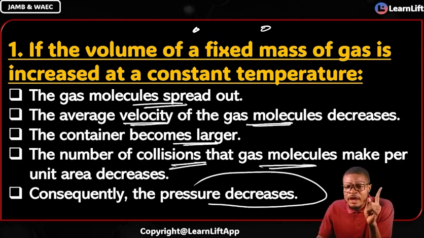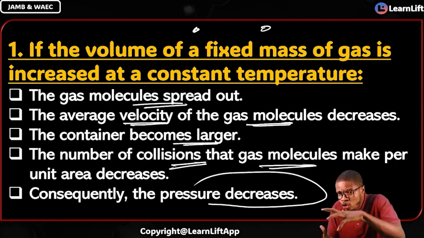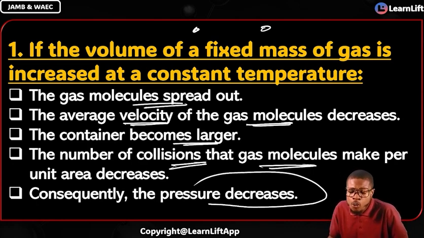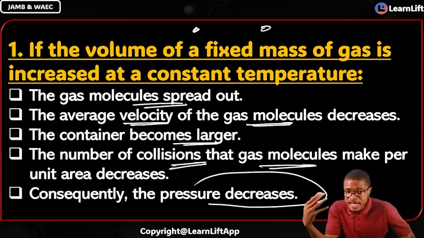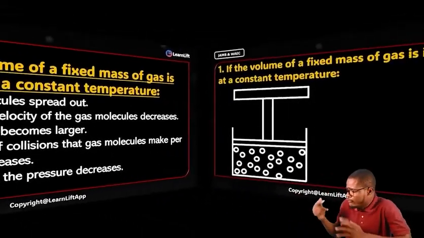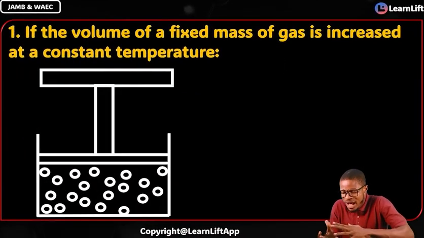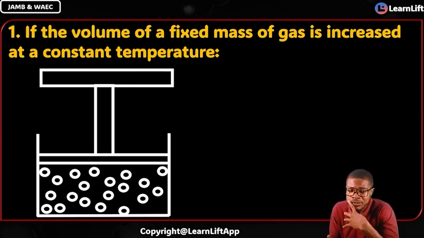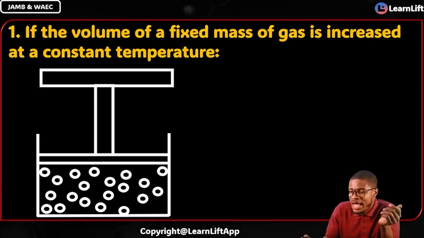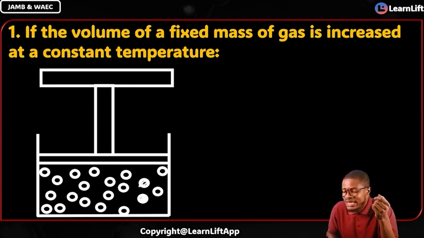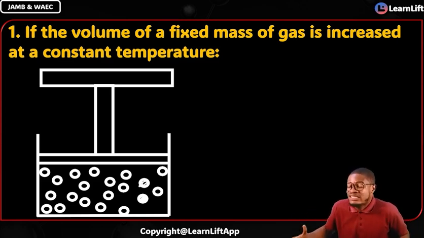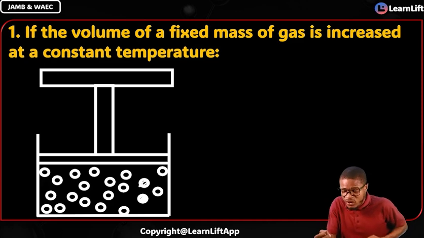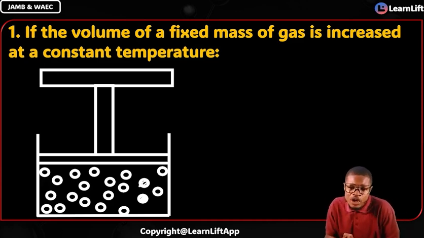Now listen. If you increase your volume in a fixed mass of gas, what will automatically happen to pressure? Pressure is going to decrease at the end of the day. Now, look at it. You have increased the volume of a fixed mass of gas. Temperature is kept constant. Every other factor is kept constant. What will happen to the collision between each particle and the next? It is going to decrease. Is the pressure going to increase or decrease? Pressure is going to decrease because they have larger distance to cover. So there is no frequent bombardment of the molecules of the gas with the walls of the container. Pressure will decrease.